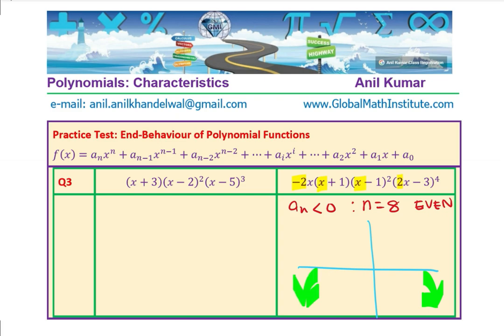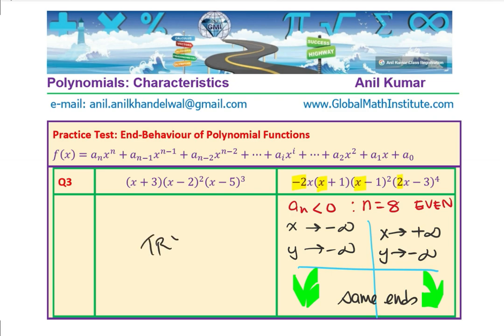That is how you're going to do it, and you can easily write down: if x approaches negative infinity, y approaches negative infinity, and x approaches positive infinity, y approaches negative infinity. Same side, you see that? Same ends. Likewise, you can do the next one also. Absolutely clear for you, so try this out.